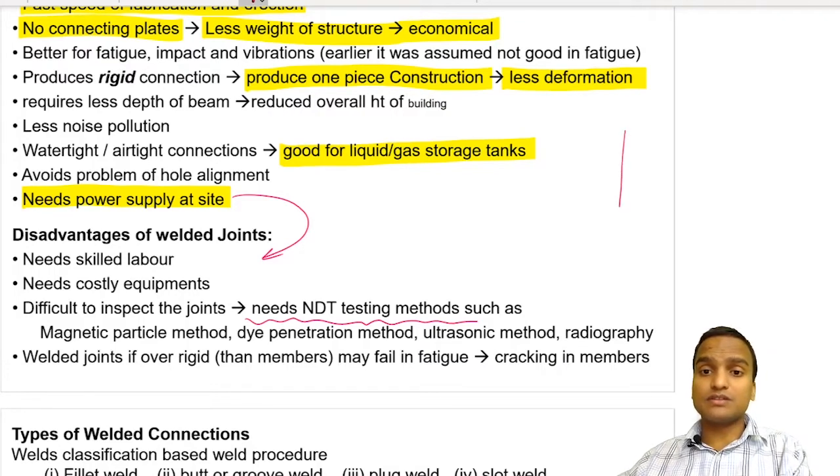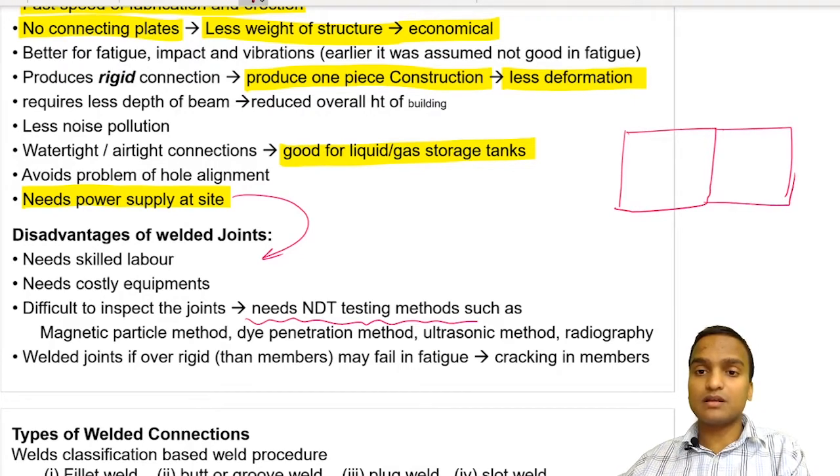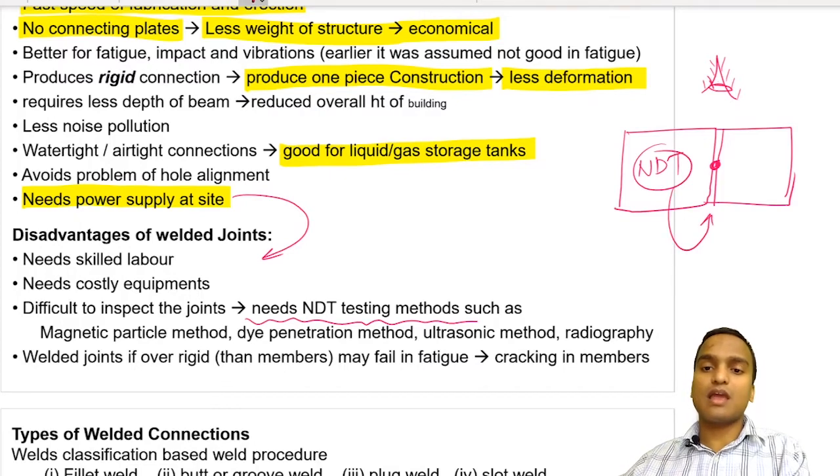See, if these are two metal pieces being connected together, now we have done welded connection here, and there is a void left here. If we see from the top, you will normally see that both the metals are joined properly, but there is a void here. That's why we do non-destructive testing, NDT, over these connections, and by that we can identify where the crack is.